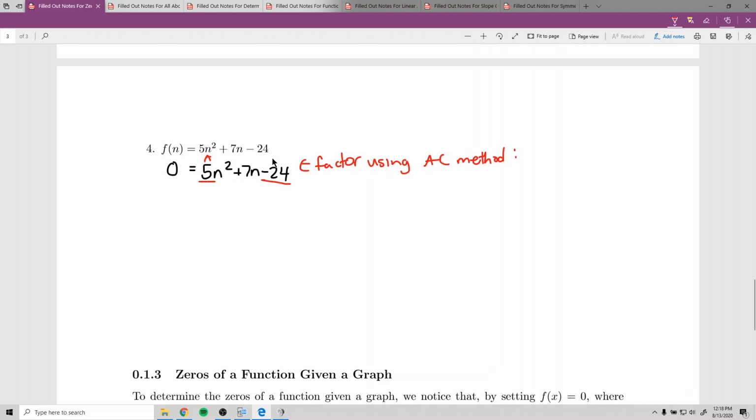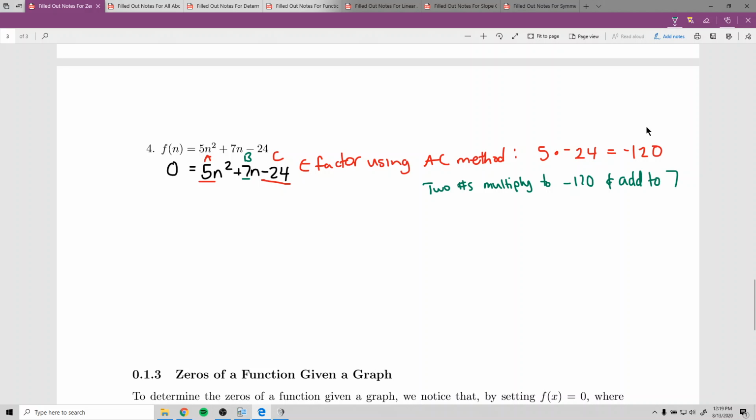All right, so remember when we do that, we multiply the front and the back numbers together, the A and the C. 5 times negative 24 should give you negative 120. And that means we want two numbers that multiply to negative 120 and add to positive 7. Right, this one might not be as quick as the other ones because negative 120 has a lot of factors.